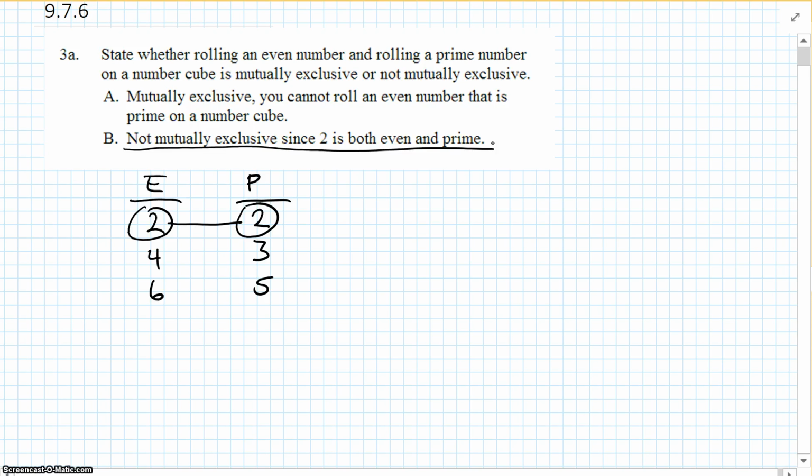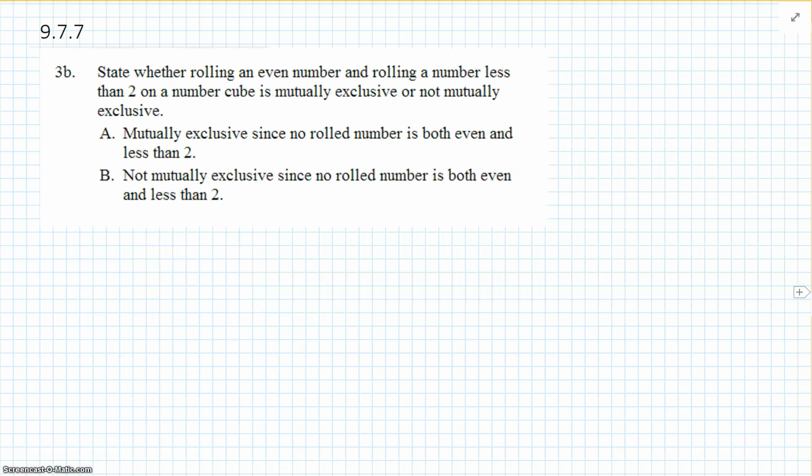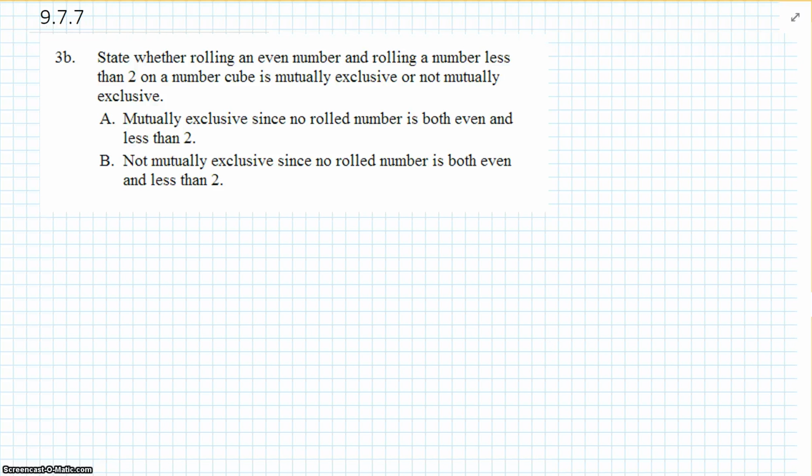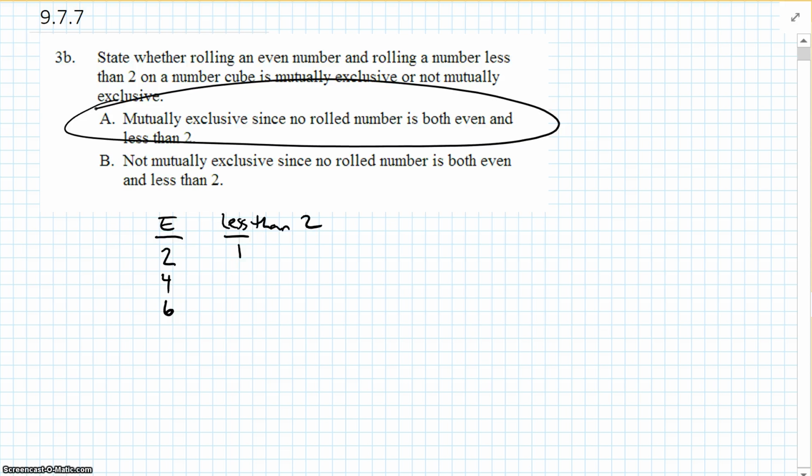So if a number occurs on both examples, they are not mutually exclusive. If there's no overlap, they are mutually exclusive. State whether rolling an even number and rolling a number less than 2 are mutually exclusive. Well, an even number would be 2, 4, and 6. Less than 2 is just 1. Okay, so they are mutually exclusive.